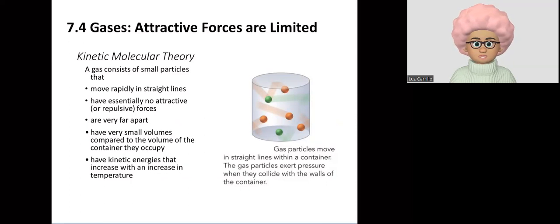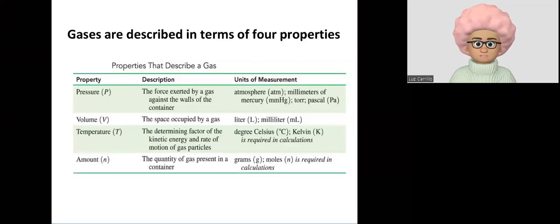Whenever we talk about gases, we must discuss them in terms of their four properties. And that's because there are four properties that are going to be utilized in order to describe gases in general. The first property that we have is called pressure. And pressure is defined as the force exerted by a gas against the walls of the container. Pressure is abbreviated with a capital P.